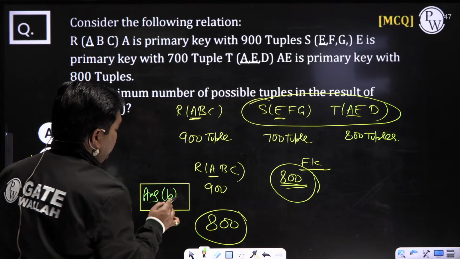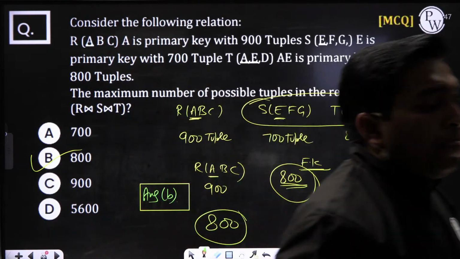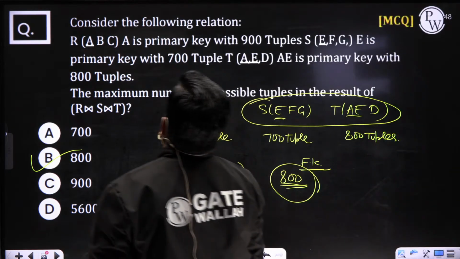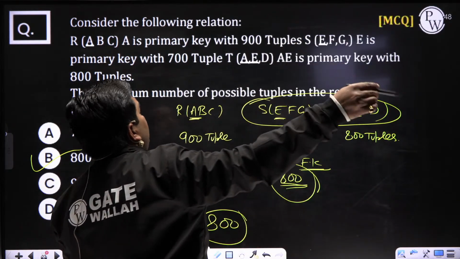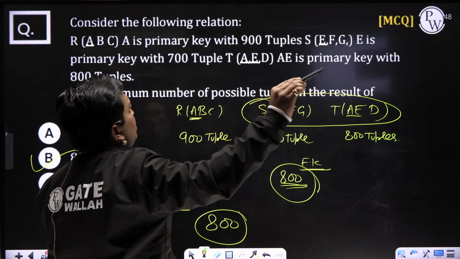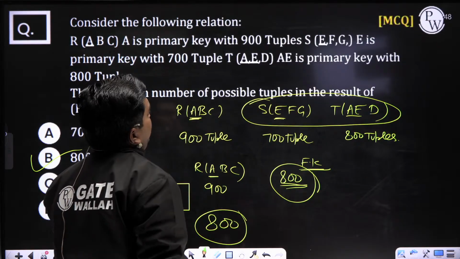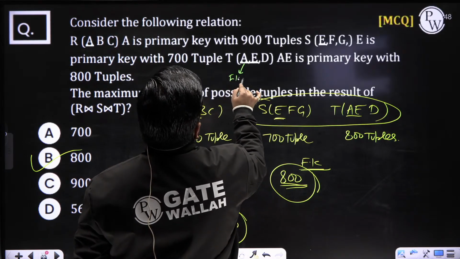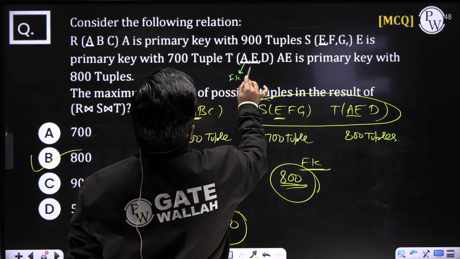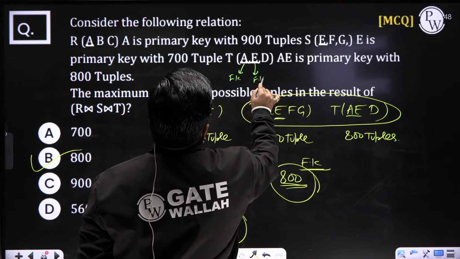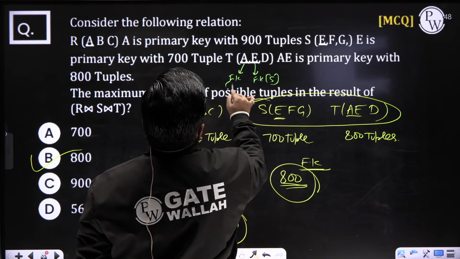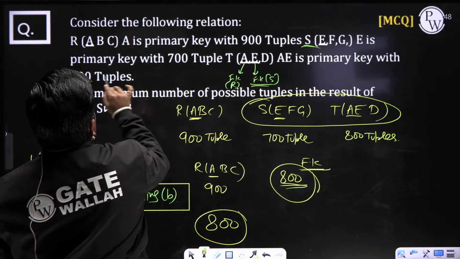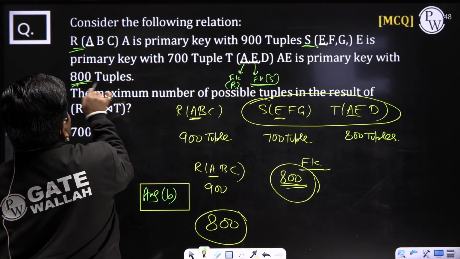B is the right answer. Clear? I told you one point: whenever two tables are joined with respect to primary key and foreign key, the number of tuples in the resulting relation equals the number of tuples in the foreign key relation. Here you can see A is the foreign key for relation R, and E is the foreign key for relation S. So when you join this one, you get 800. When you join with this one again, you get 800.